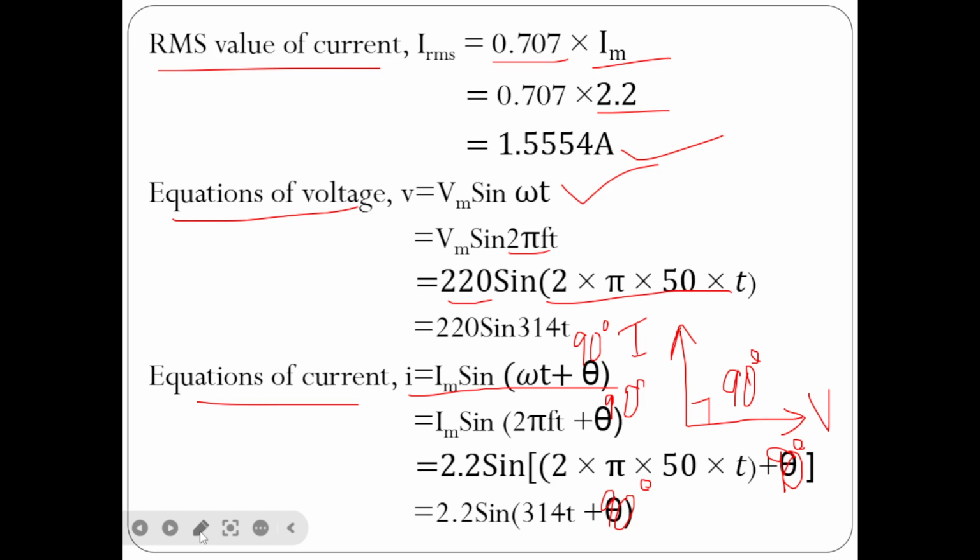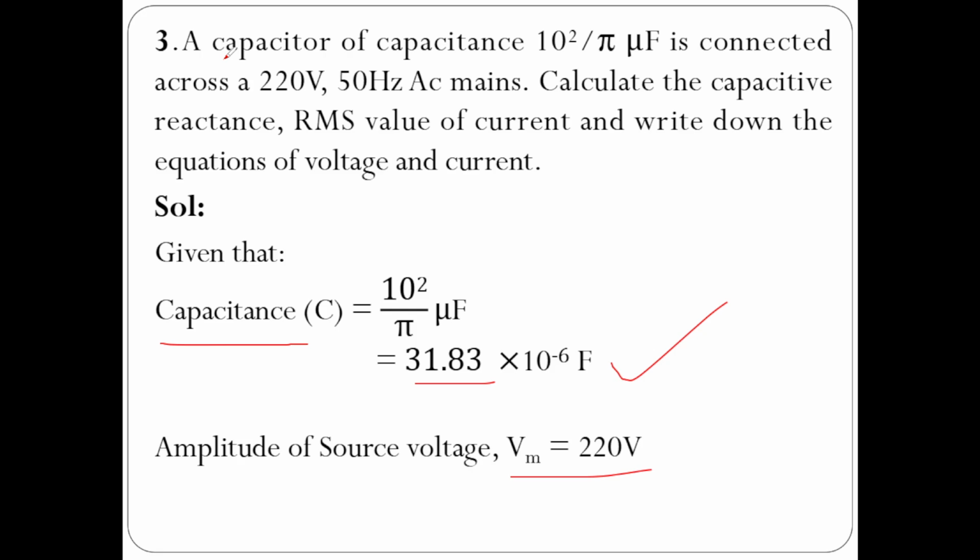Here theta is equal to 90 degrees. Why? Because in the question they have mentioned that a capacitor is connected in the given circuit. There is no other element mentioned in the question. Therefore theta is equal to 90 degrees.